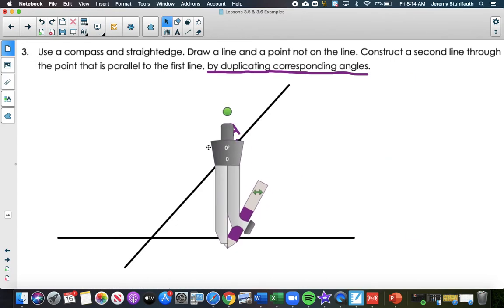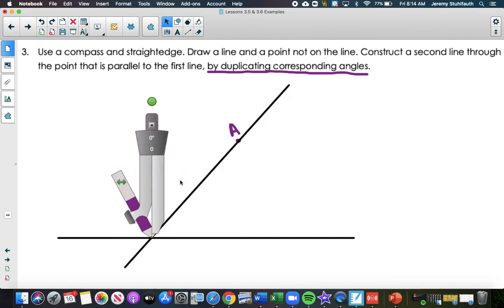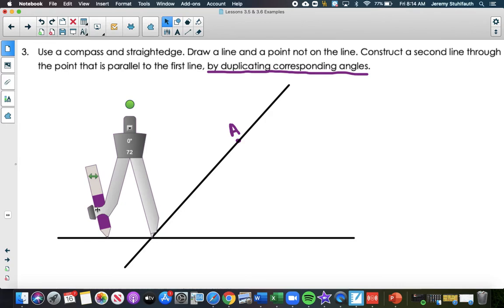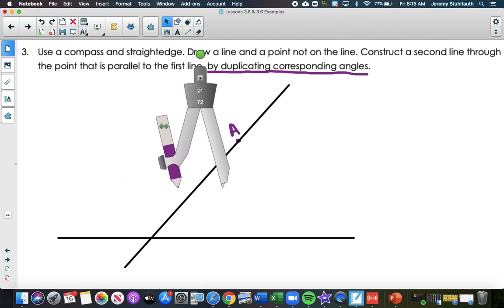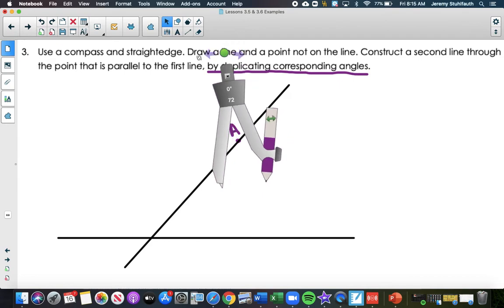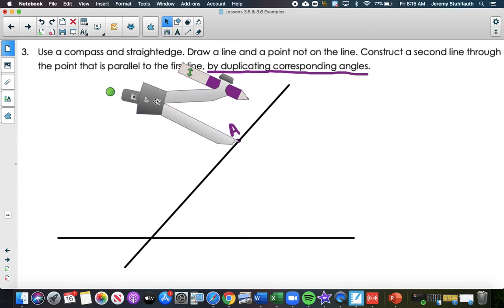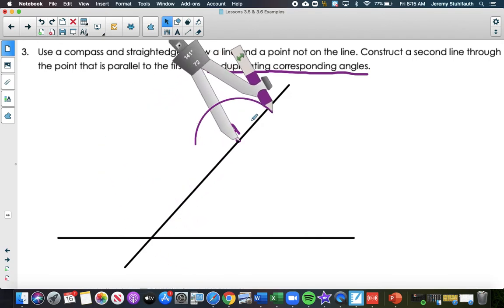So we're going to take our compass, and we're going to duplicate this angle right here. So again, you put the pointy end on the vertex of your angle, and then you adjust the pencil so that it's on one of the legs of the angle. And then we want this angle to be up here. All right. So we're going to put the pointy end of our compass on this vertex, like so. And we're going to then create an arc, like this. Okay, so there's our arc.